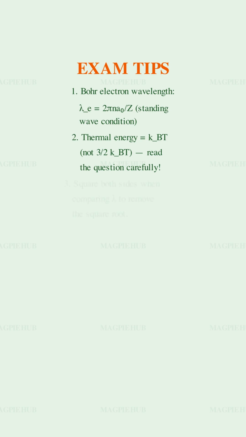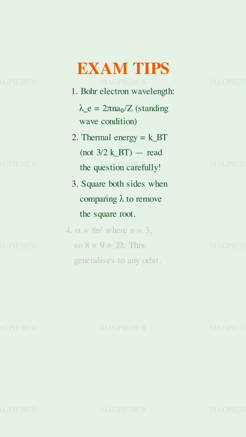Tip 3. When comparing wavelengths, always square both sides to eliminate the square root. This avoids sign errors. Tip 4. The factor 72 comes from 8 times n squared, where n equals 3. That is 8 times 9 equals 72. Recognizing this pattern helps you generalize for any orbit.